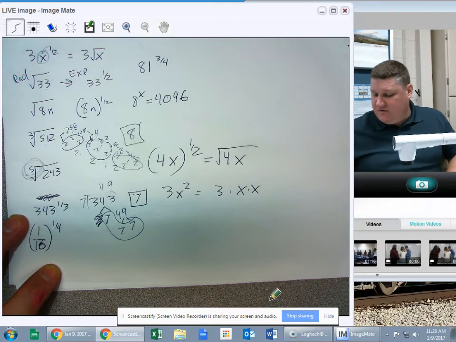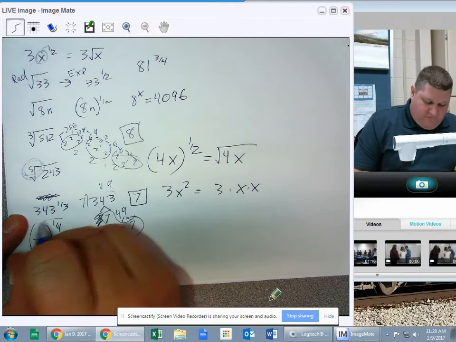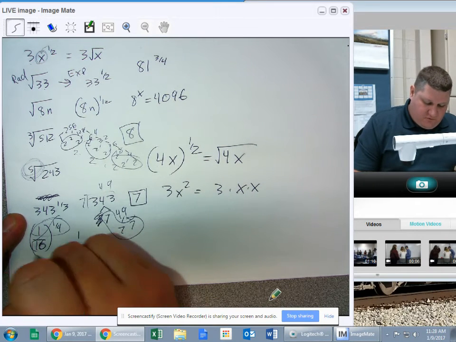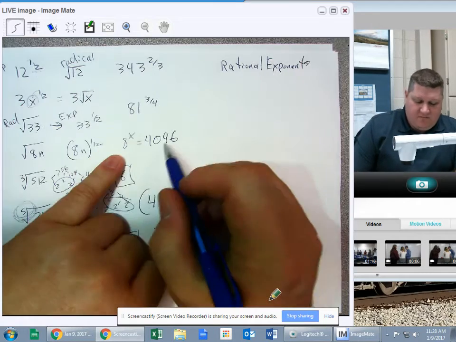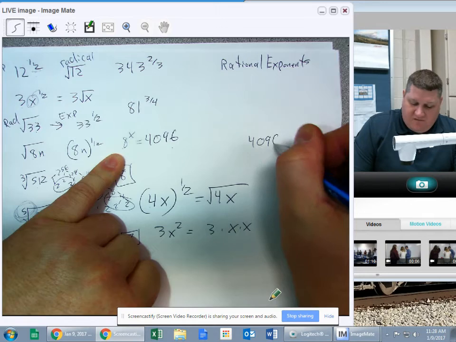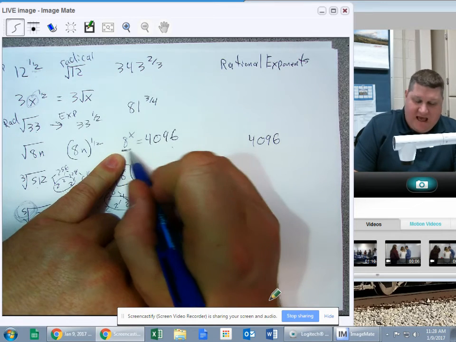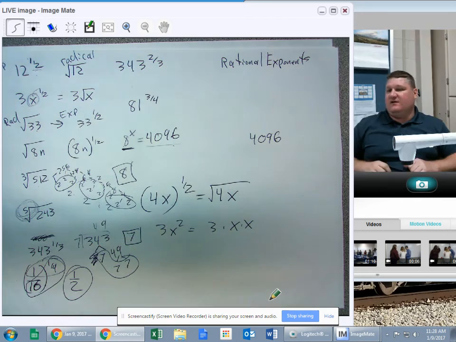If we have a fraction, it's not that big a deal. We just say the 4th root of 1 is 1, the 4th root of 16 is 2. Up here, let's talk about this. For 4096, the question is how many 8s make 4096? That's what you need to figure out.